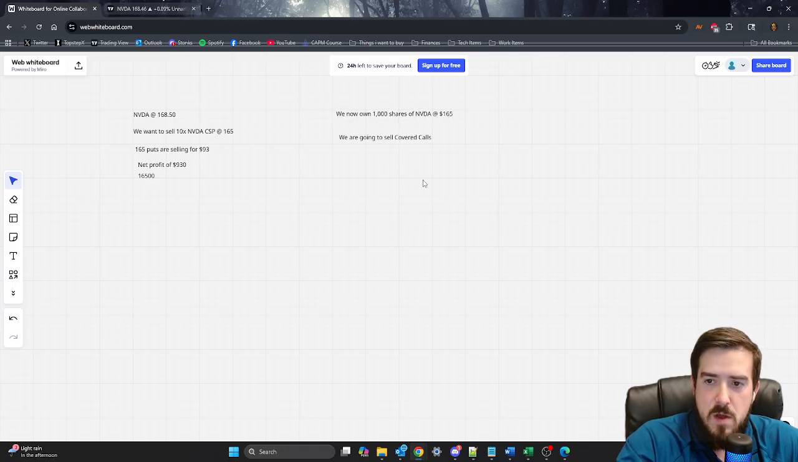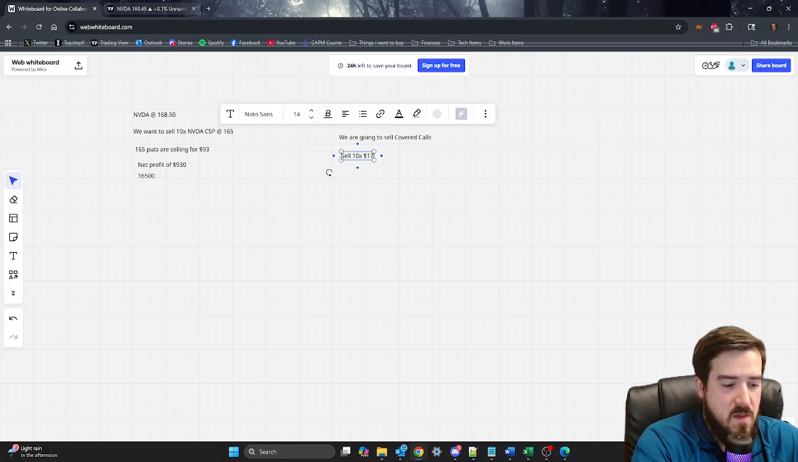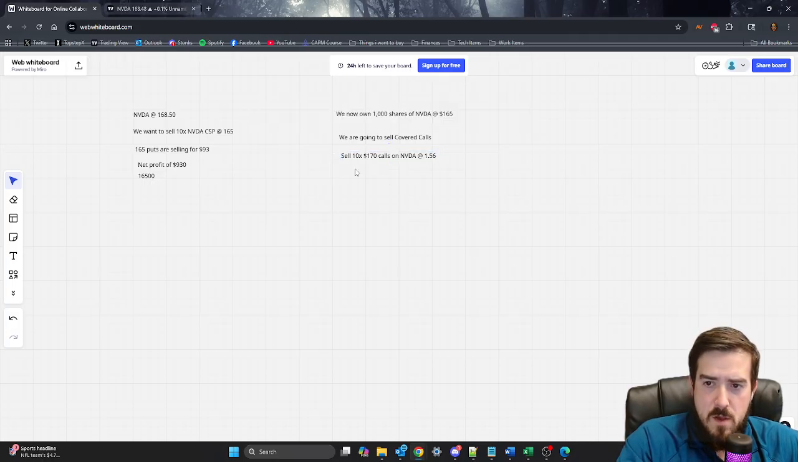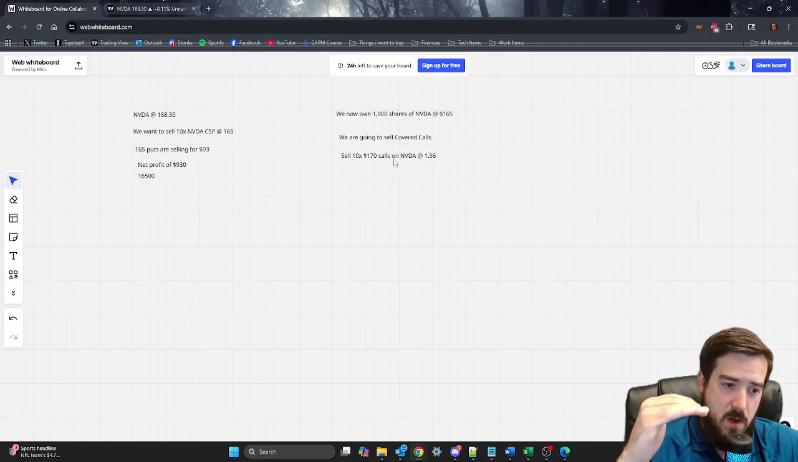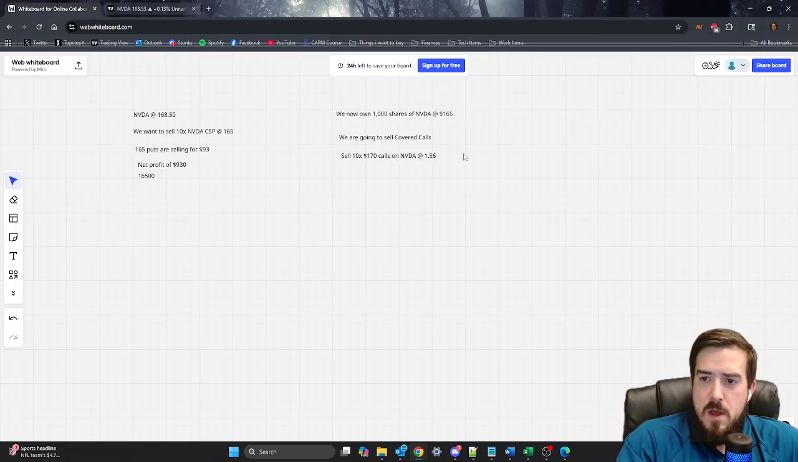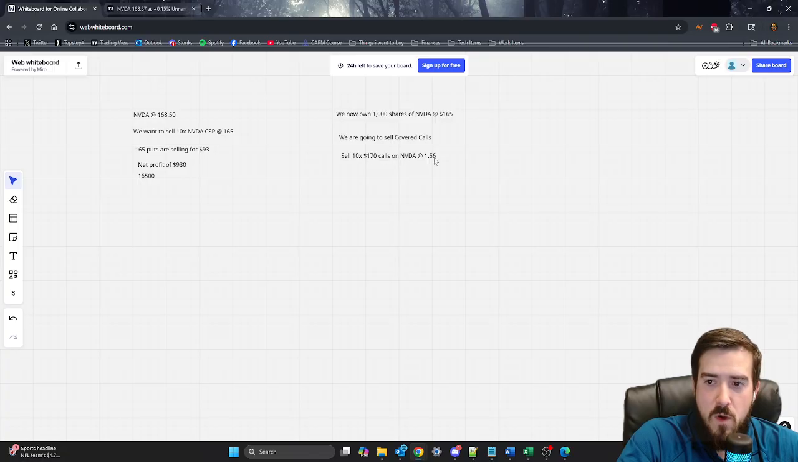This is just an example, but we're going to sell 10x 170 calls on Nvidia, those are currently 156. Okay, so we're selling 10 of those above our strike price, because you don't want to sell below your strike price, because that just, don't do it. It's a long story. You want to sell above your strike price that you got in at, right? Because you don't want to have to sell those in the event that it does hit, right? So like in this case, we're selling 10 170 calls at 156, right?